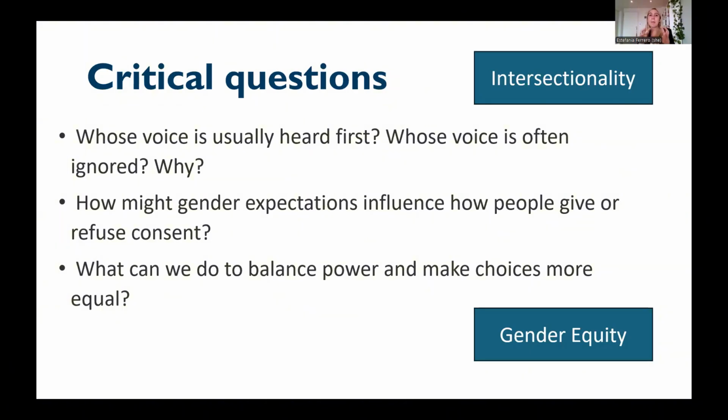Now, what can we do to balance power and make choices more equal or work towards equity? Right. So again, we bring a topic and we ask critical questions, right? And the important idea is to create a debate, right? To let students have this dialogue, even if we don't have all the answers. It's a very powerful seed we are planting.